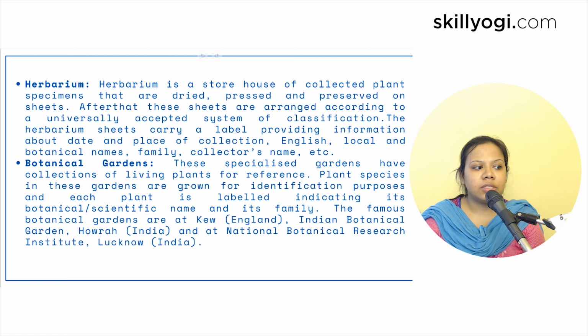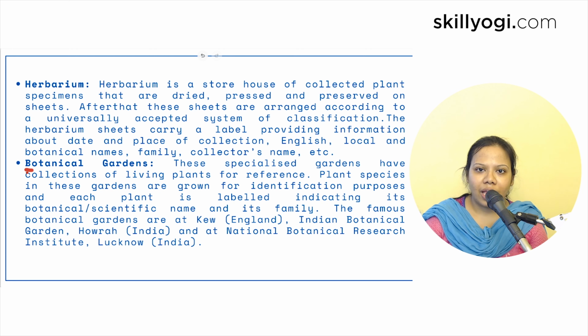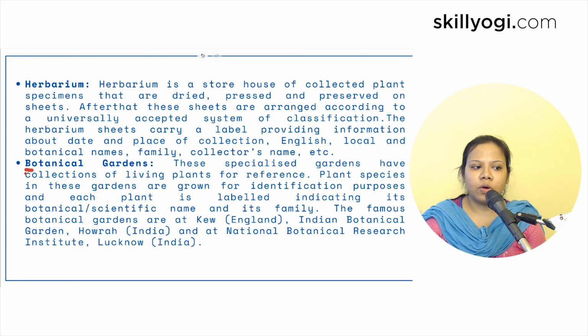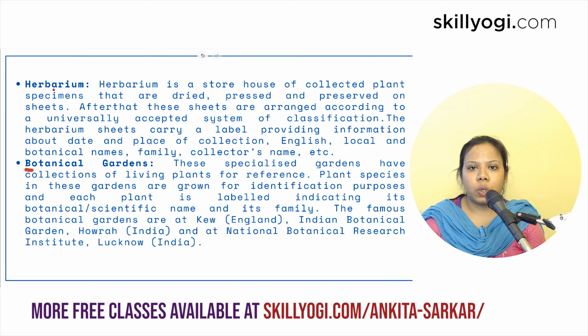The next one is the botanical garden. We know what a botanical garden is. A botanical garden is a place where different types of living plant species are present, and by seeing them we can easily identify them. In a botanical garden, herbarium is also present, and it is arranged in a particular order.